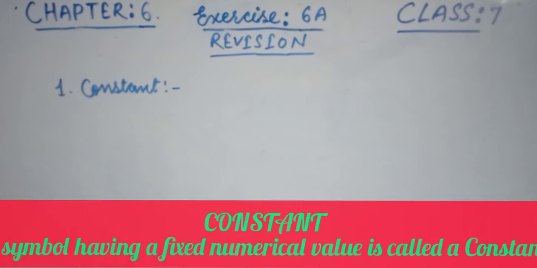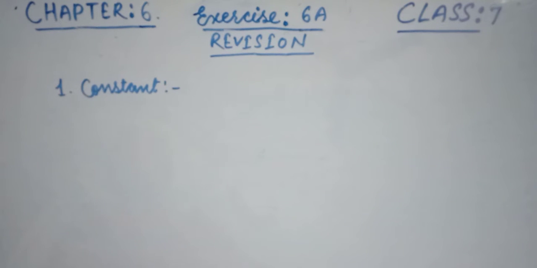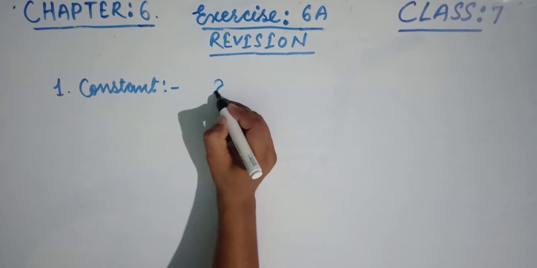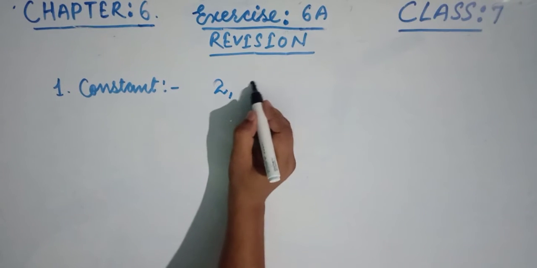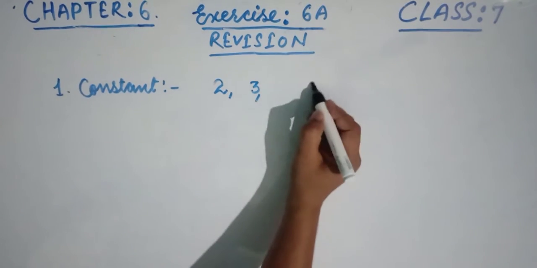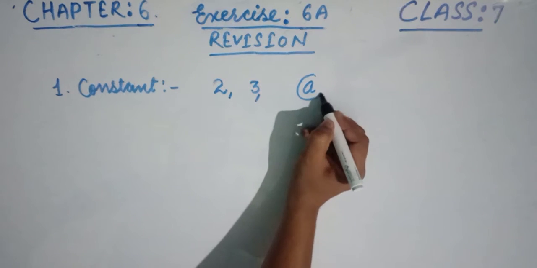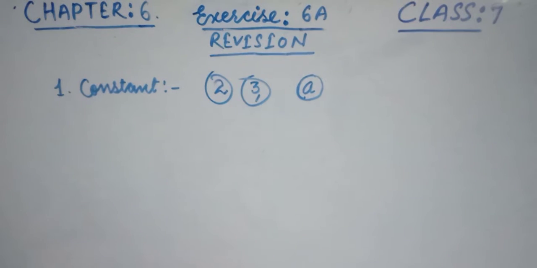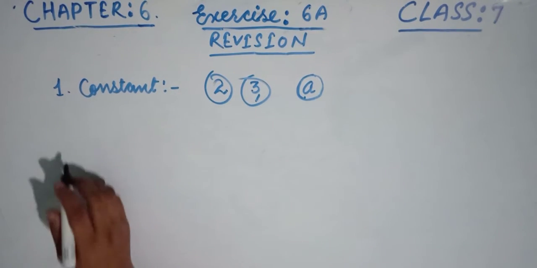Constant is the symbols or the fixed numerical value which cannot be changed forever, जो कभी भी चेंज नहीं हो सकता है. Okay, example 2, 3, friends, or rather suppose a is a constant, so a cannot be changed at any cost, friends. So this 2 and this 3 cannot be ever changed, friends. So this is constant.